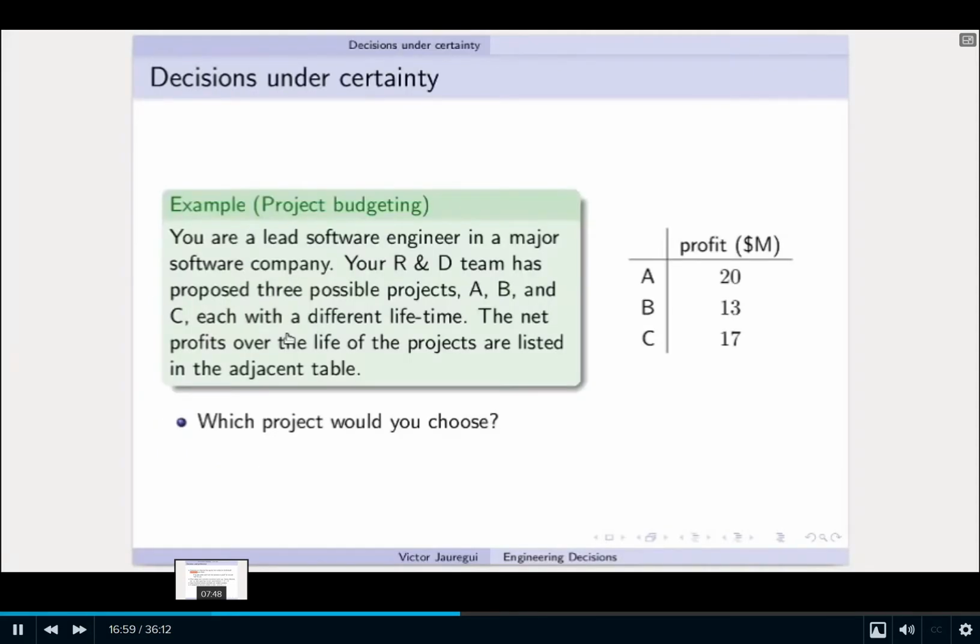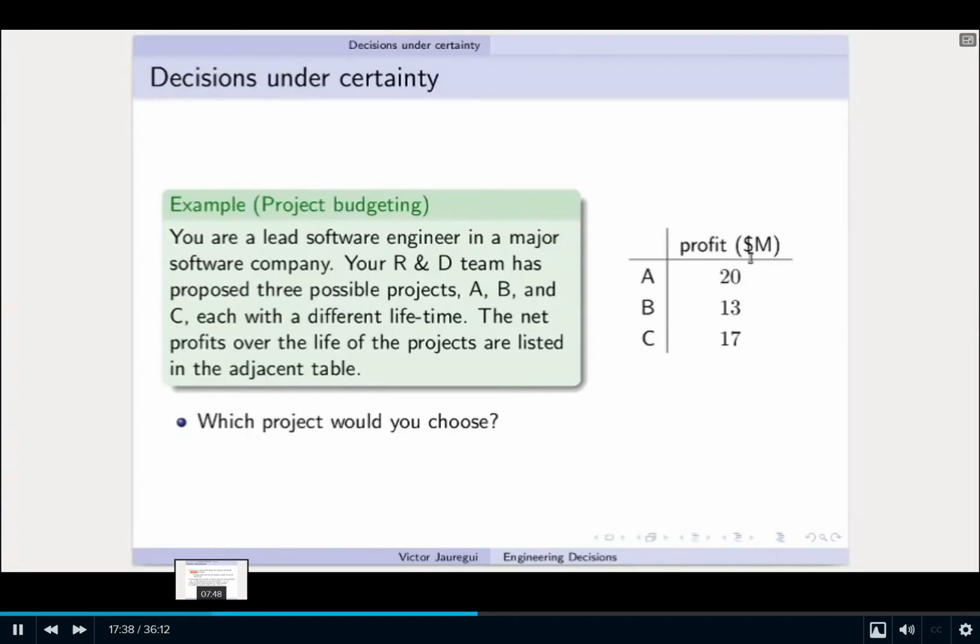Right, so let's take a look at an example, a software project. It could be any project, but let's say a software project, and we've got three possible projects to choose from, A, B, and C, and each one has a different lifetime. Associated with each project is a set of profits over the lifetime of the project. Say project A has a profit of 20 million, which is pretty good. Project B, 13 million, and project C, 17. And the question is, which project would you choose?